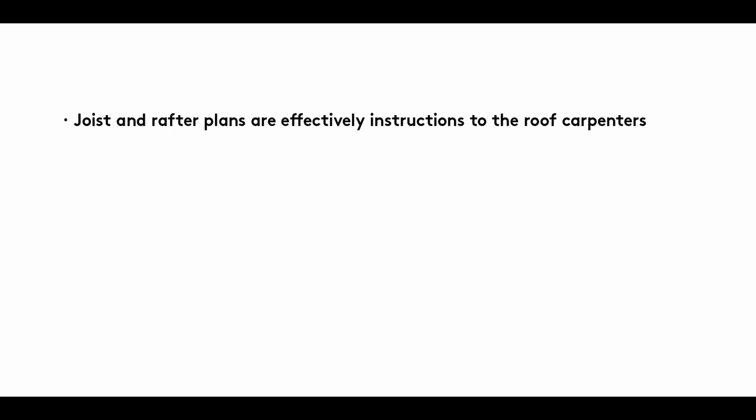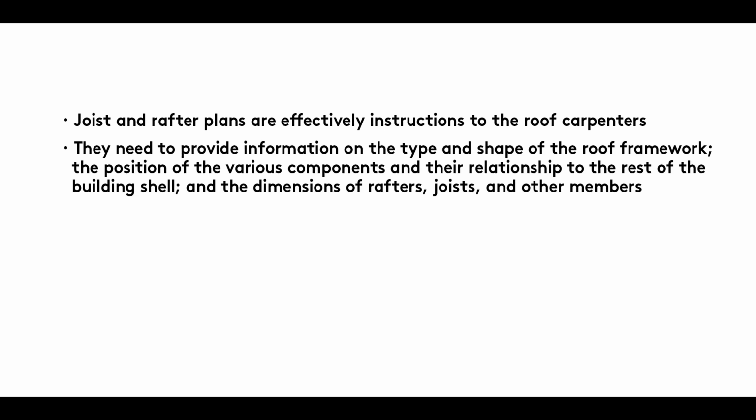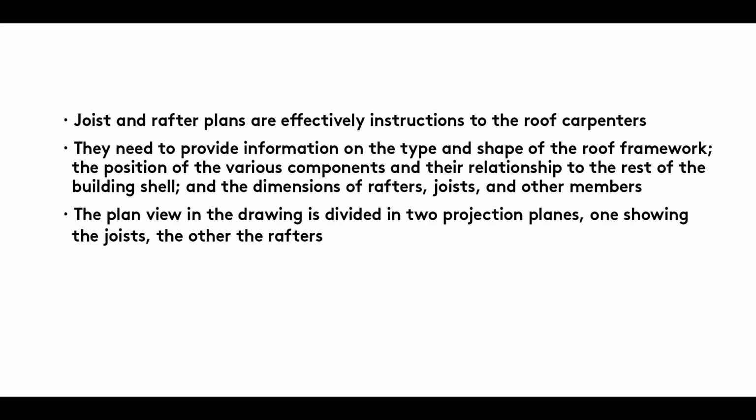Summary: joist and rafter plans are effectively instructions to the roof carpenters. They need to provide information on the type and shape of the roof framework, the position of the various components and their relationship to the rest of the building shell, and the dimensions of rafters, joists, and other members. The plan view in the drawing is divided in two projection planes, one showing the joists, the other the rafters.